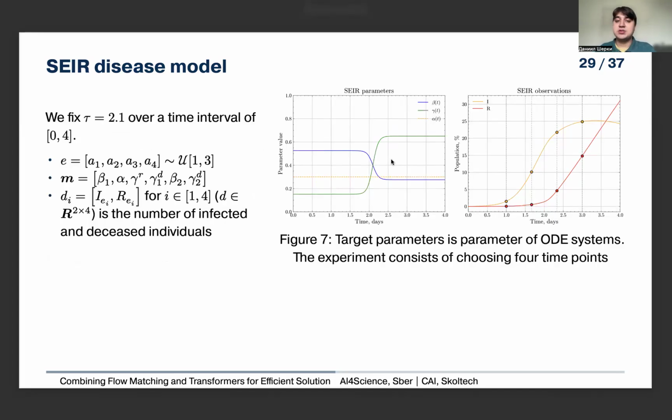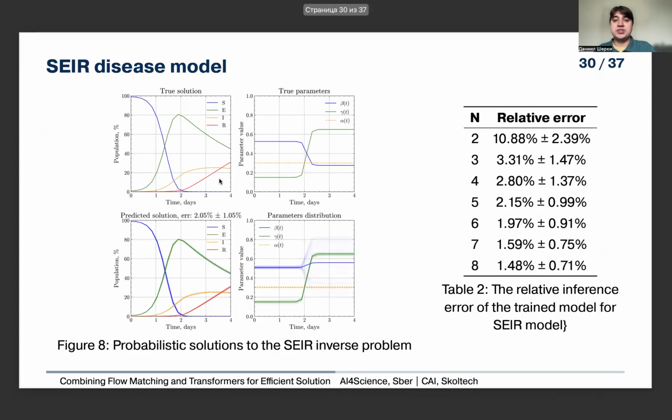We choose the time points at which we measure infected and diseased individuals. Our experimental parameters are these time points, and the parameters to be inferred are the ODE controls, here M. We can update the posterior distribution of these parameters, shown here for one observation. Increasing the number of observations reduces the relative error. With 8 observations, it is only approximately 1%.